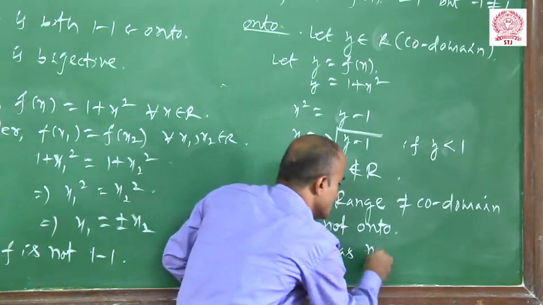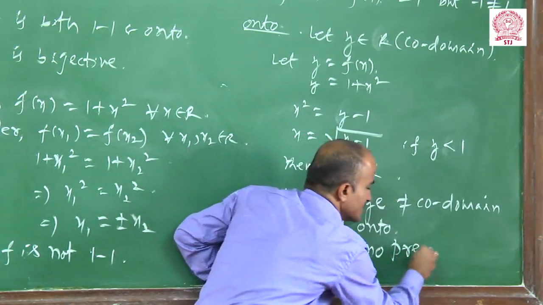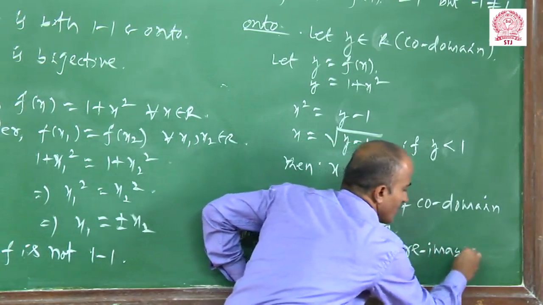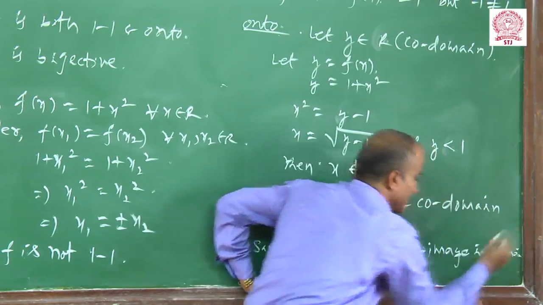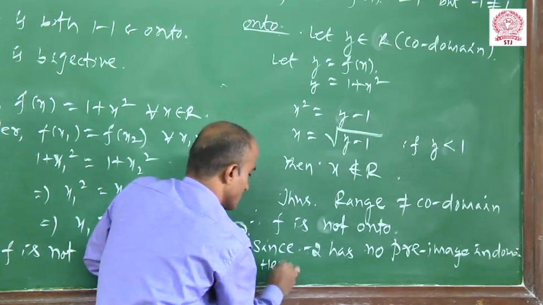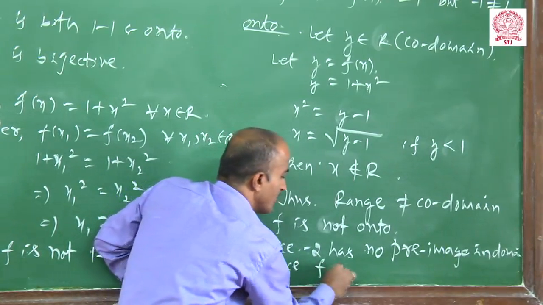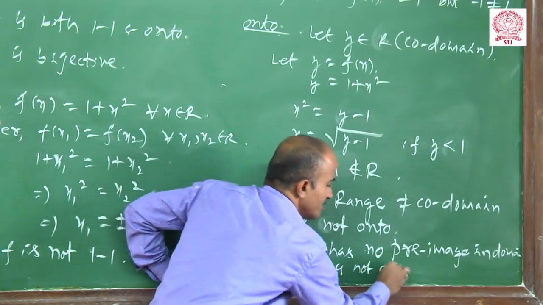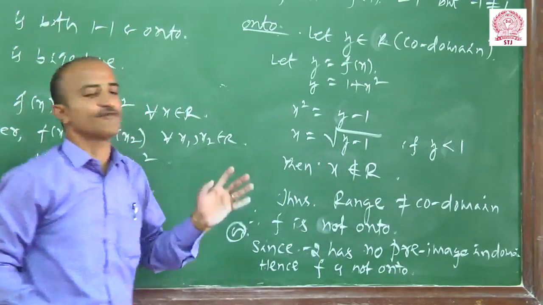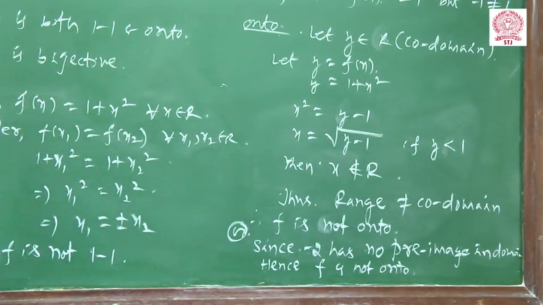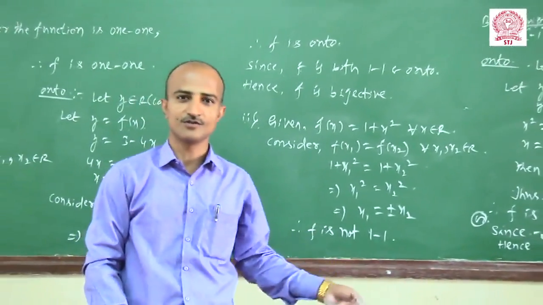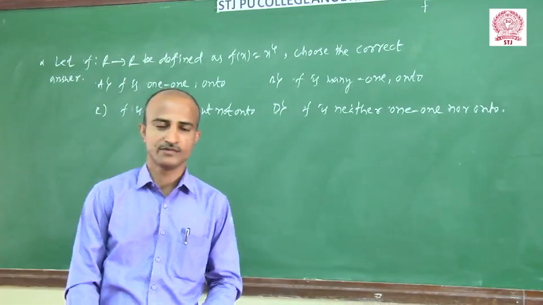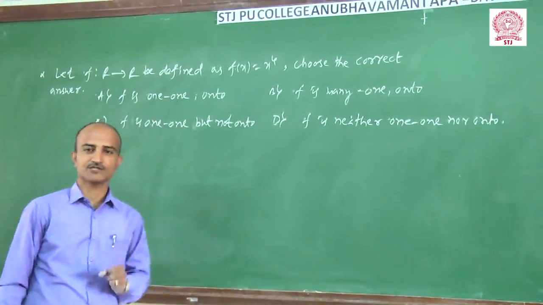Since minus 2 has no pre-image in domain, hence f is not onto. Since the given function is not 1 to 1 and onto, therefore it is neither 1 to 1 nor onto. First, now we will see some objective type questions.